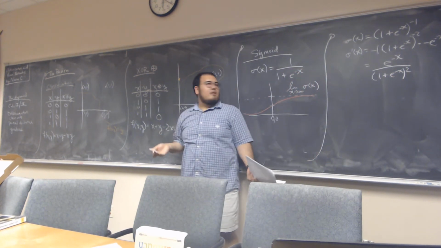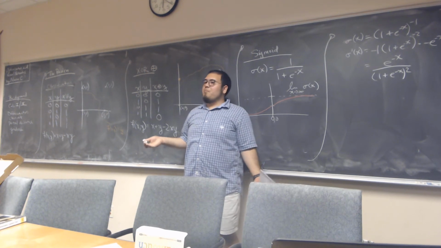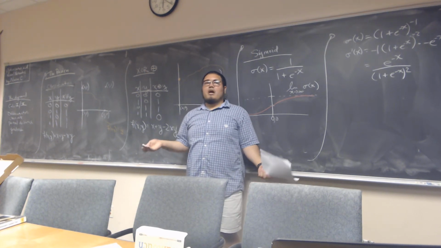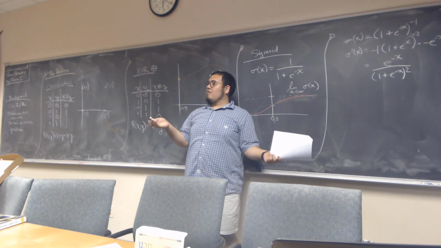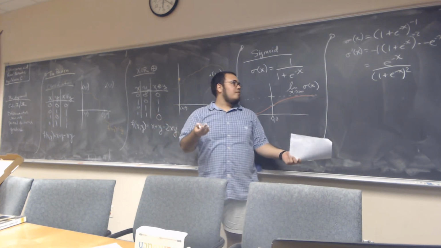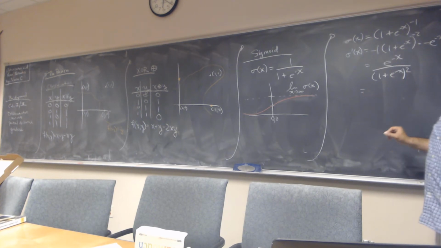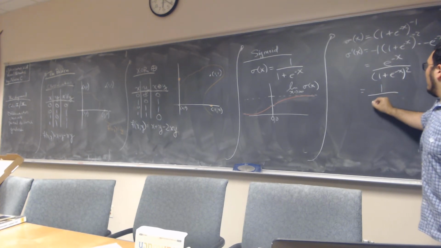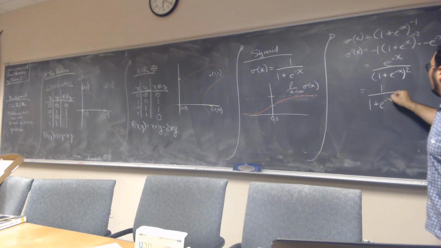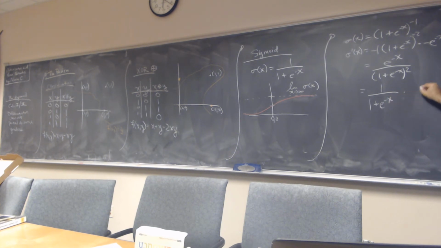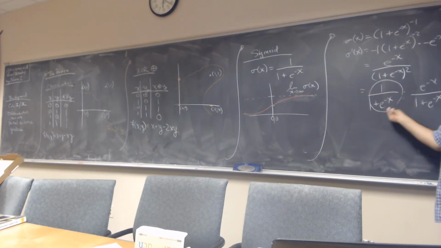That seems not much better than what we had before, but I'm going to make the claim that we can actually make it really simple for us. If we do some tricky algebra, then we can rewrite this as 1 over (1 plus e to the negative x) times e to the negative x over (1 plus e to the negative x). What's this?